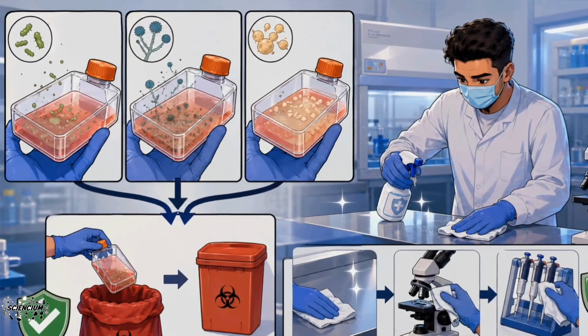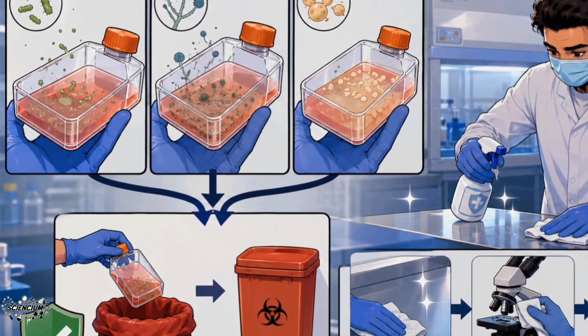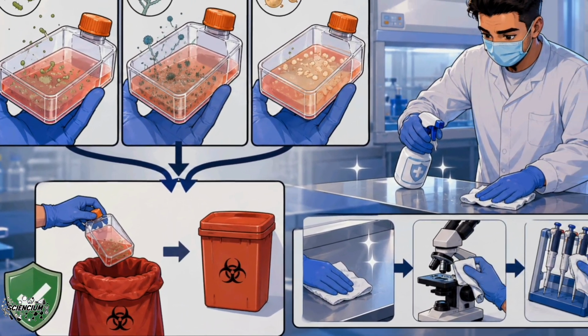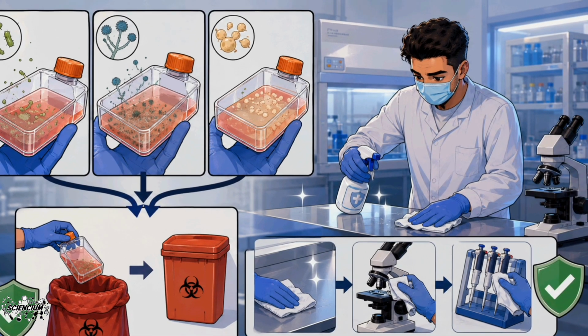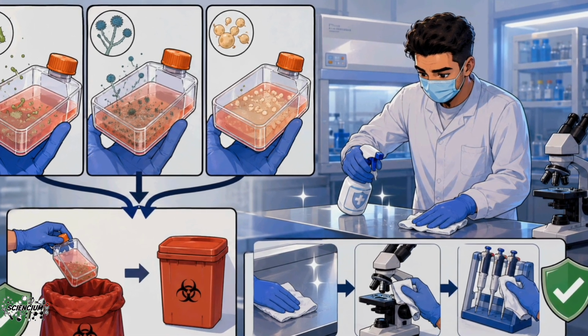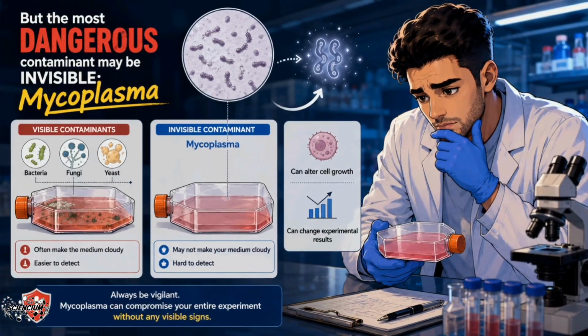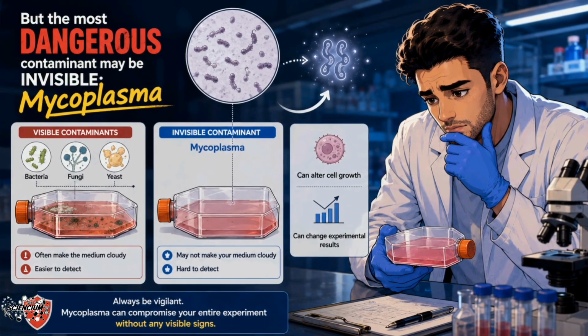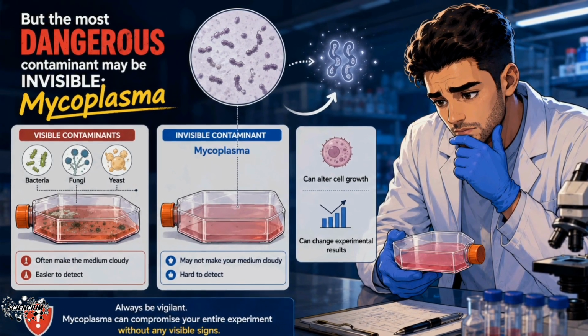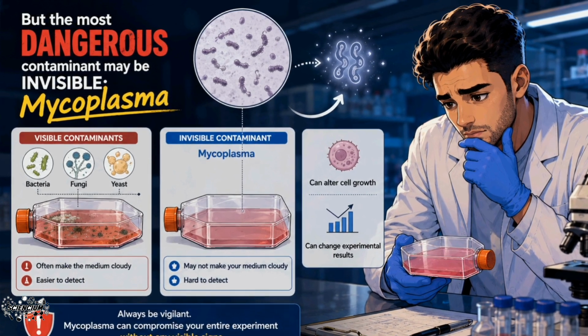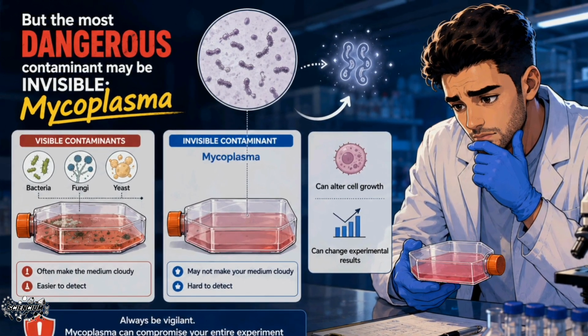For these visible contaminants, the safest approach is usually to isolate and discard the affected culture. Then clean and disinfect the workspace and equipment using your lab's validated procedure. But the most dangerous contaminant may be invisible, Mycoplasma. It may not make your medium cloudy, but it can alter cell growth and experimental results.